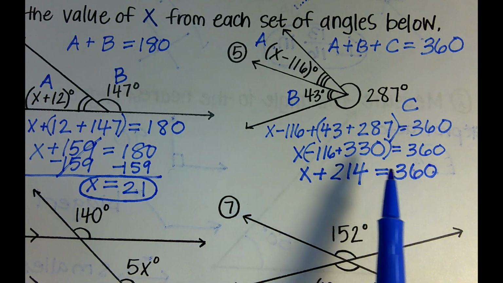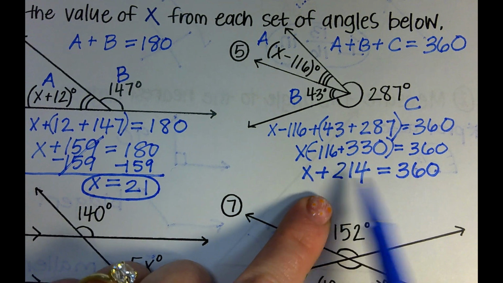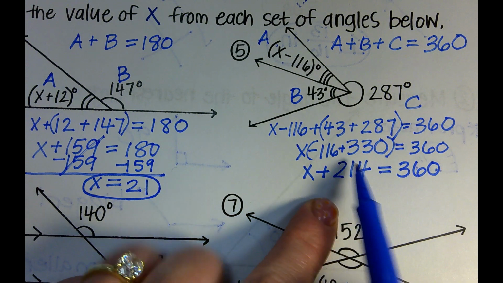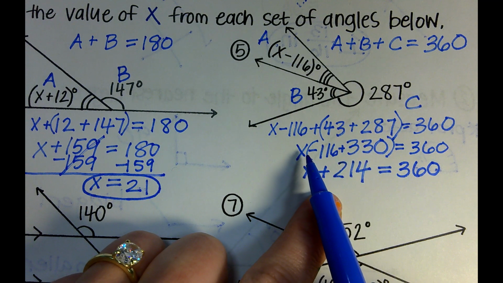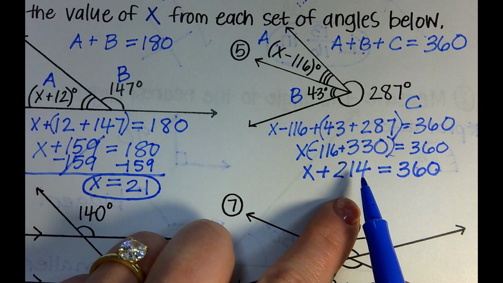Did the plus come from right there in the middle with the plus 330? Do you mean why did we write x plus 214? Yes. The reason we did that is because when we did 330 minus 116, or negative 116 plus 330, we get a positive 214.